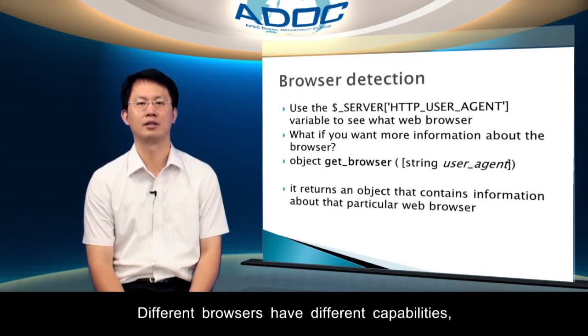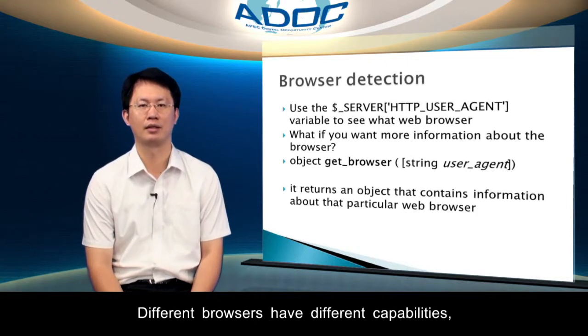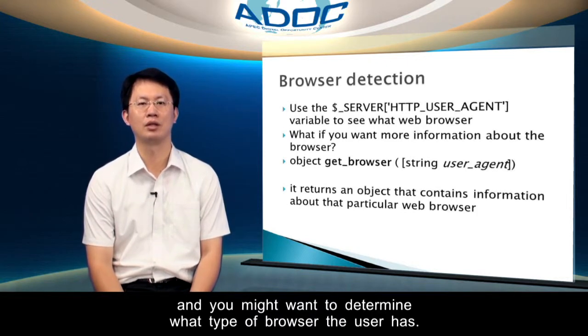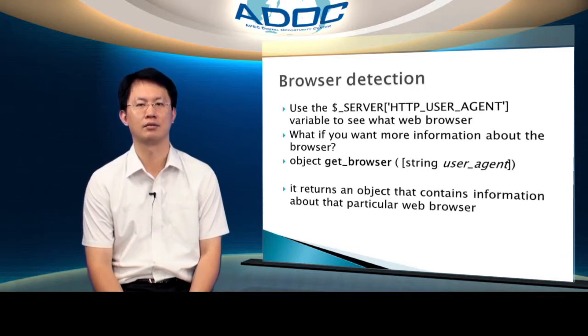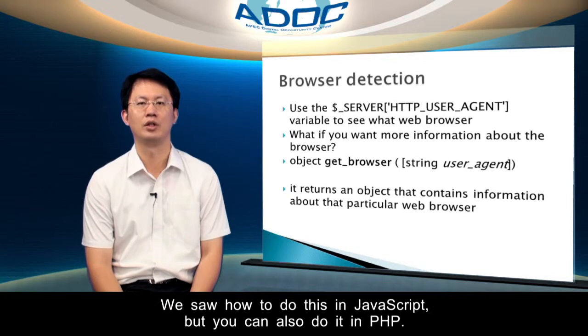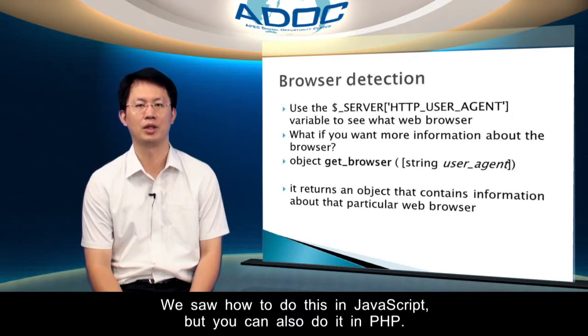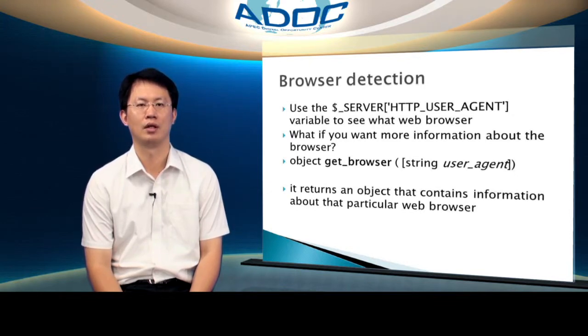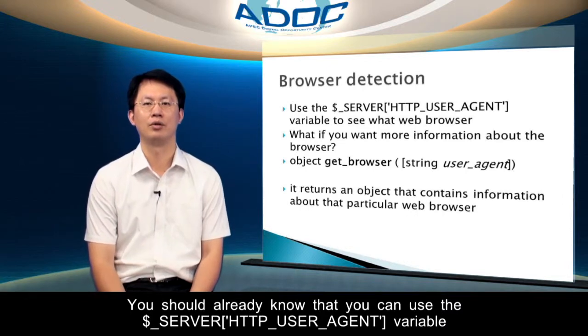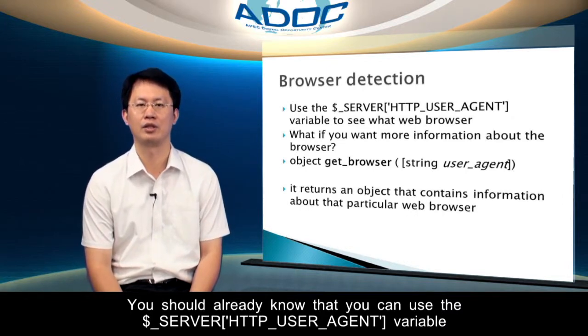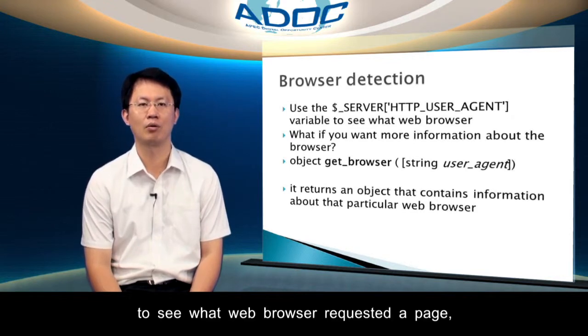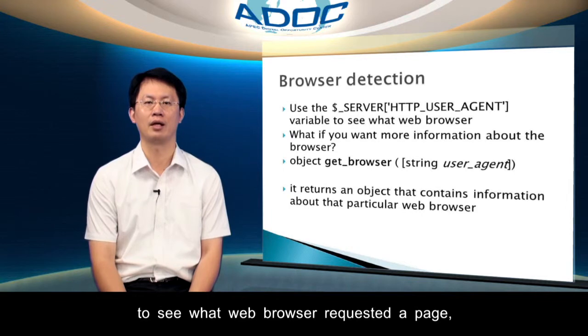And different browsers have different capabilities. And you might want to determine what type of browser the user has. And we saw how to do this in JavaScript. But you can also do it in PHP. You should already know that you can use the $_SERVER HTTP_USER_AGENT variable to see what web browser requested a page.